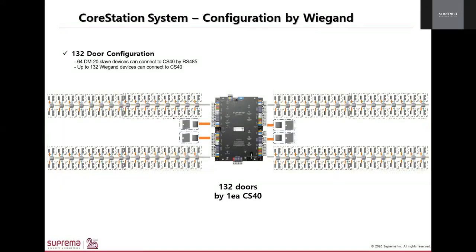So now the maximum that you could push the CoreStation to is if you add 64 DM20s via RS-485, and then you add 2 readers via Wiegand to those DM20s, right? You're going to be at 128. And then don't forget that the CoreStation itself has another 4 Wiegand ports, and that's how it gets to a total of 132 via Wiegand, right?